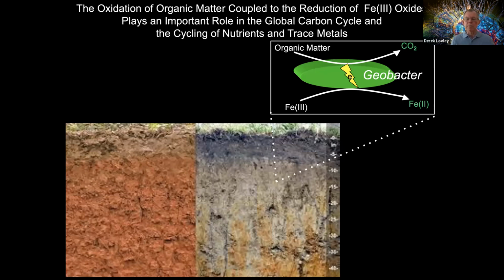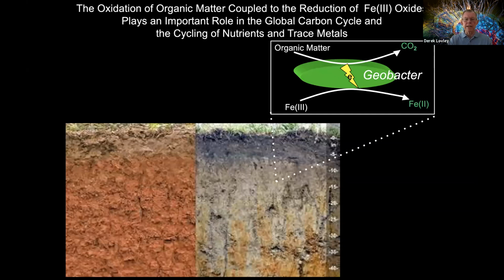It changes the solubility of iron from insoluble oxide to soluble iron, and that has important implications for the geochemistry, but it also impacts the global carbon cycle, just because there's so much iron oxide in soils and sediments. Iron oxides will also bind nutrients like phosphate and trace metals. So when iron oxide gets reduced, it releases the nutrients and trace metals. There are a lot of biogeochemical impacts of iron reduction.